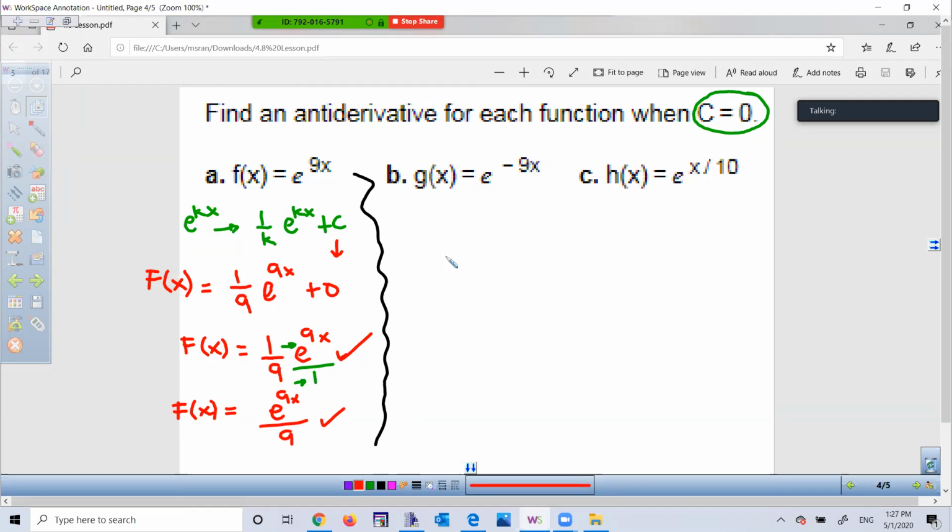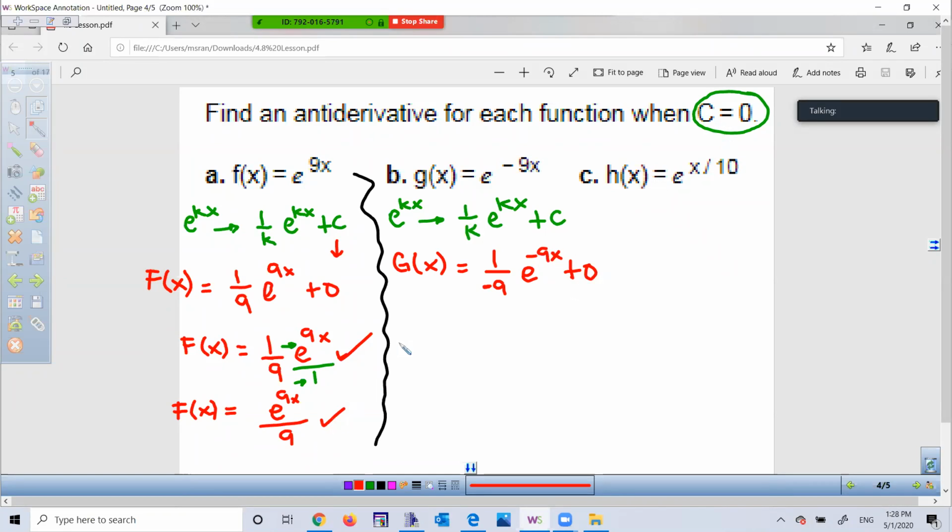Now for letter B, I think it's the same formula. I mean, it's just e raised to something. So we're going to use the same exact thing. E raised to kx, your k is a negative 9. And you're going to do the formula 1 over k times e raised to the kx plus the c. So then my antiderivative, and this time it's not going to be capital F, this time it's going to be capital G because the given function was a lowercase g. So capital G of x is 1 over, but the k is a negative number, so 1 over negative 9 times e raised to the negative 9x plus the value of c that is given to me, which is 0.